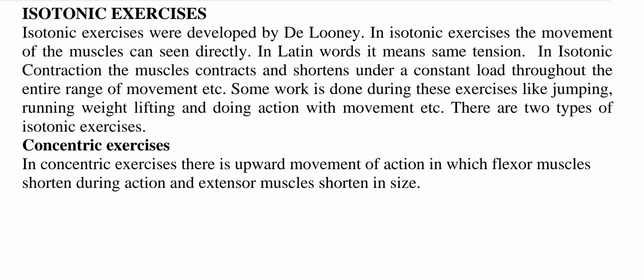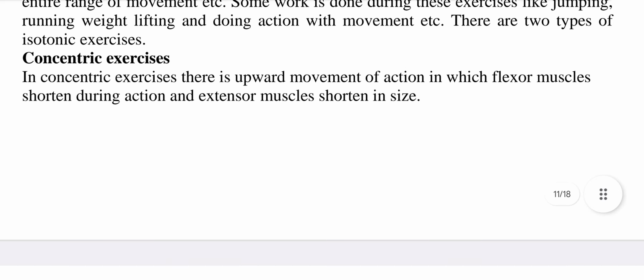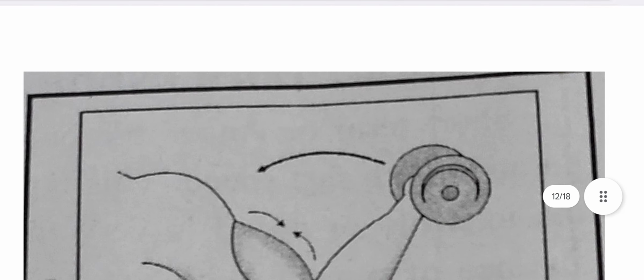There are two types of isotonic exercises. Number one, concentric exercises. In concentric exercises, there is upward movement of action in which flexor muscles shorten during action and extensor muscles shorten in size.